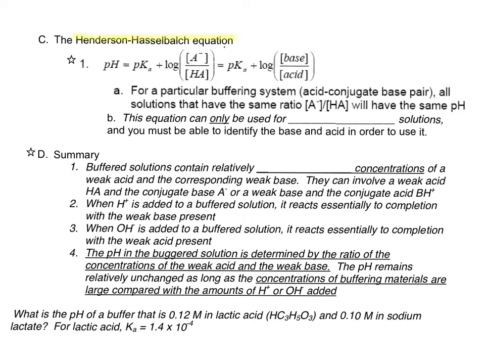This is the Henderson-Hasselbalch equation. It says the pH of a buffer solution is equal to pKa, that's the negative log of the Ka, plus the log of your base over your acid, right? Your anion over your HA. This is a different way to look at that. As long as you have a specific buffering system made of very specific acid and conjugate base pairs, as long as you have the exact same ratio of base to acid, you're going to end up with the same pH.